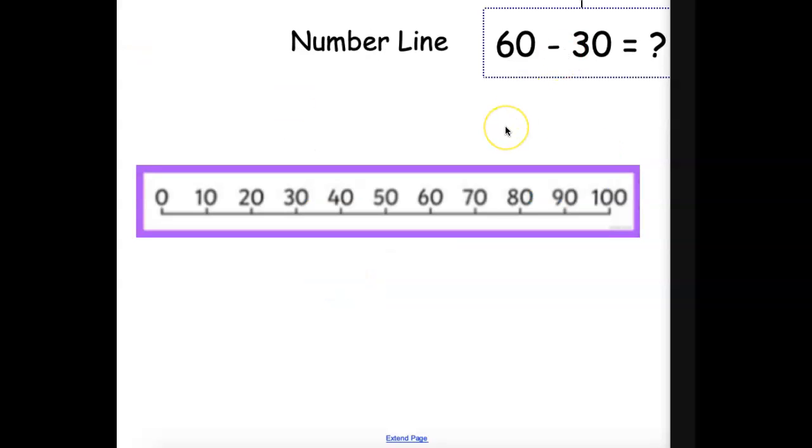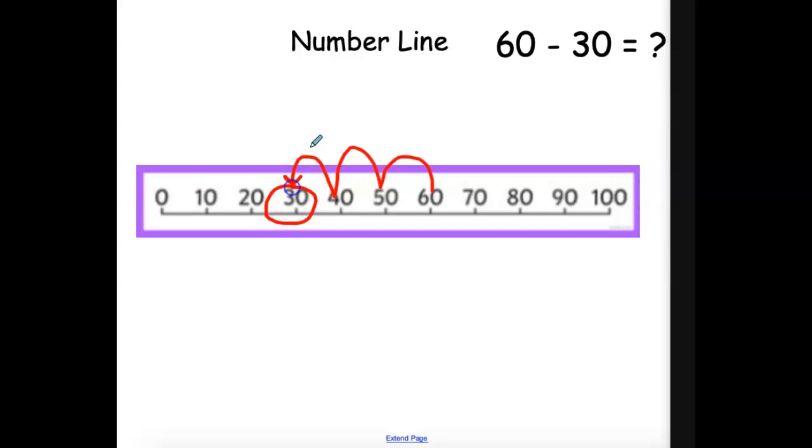Our last strategy is the number line. The number line is kind of like the hundreds chart. We make jumps backwards of 10. Pay attention. Ready? I'm going to start at my whole number, which is 60, and I'm going to make jumps backwards of 10. Ready? 10, 20, 30. The number you land on is your answer.